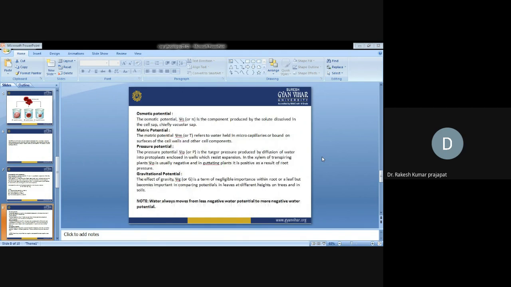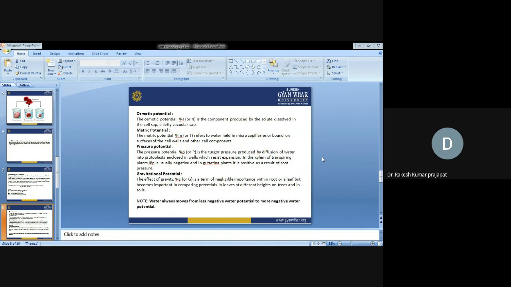Osmotic potential, psi s, is the component produced by the solutes dissolved in the cell, chiefly in the vacuolar sap. The matric potential, psi m, refers to water held in microcapillaries or bound on the surface of the cell wall and other cell components. Pressure potential, psi p, is the turgor pressure produced by diffusion of water into the protoplast, which is enclosed in a wall that resists the expansion.